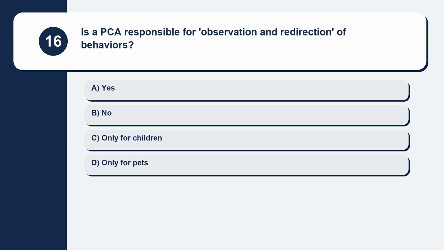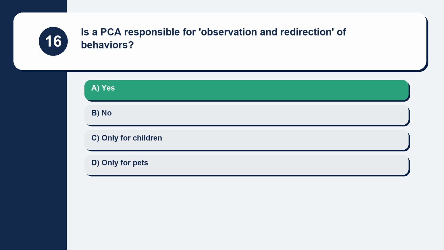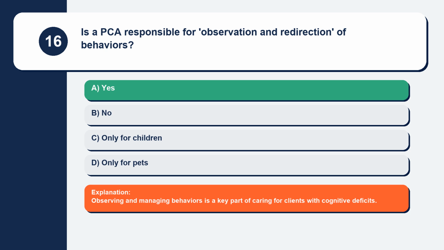Question 16. Is a PCA responsible for observation and redirection of behaviors? Yes. No. Only for children. Only for pets. Observing and managing behaviors is a key part of caring for clients with cognitive deficits.